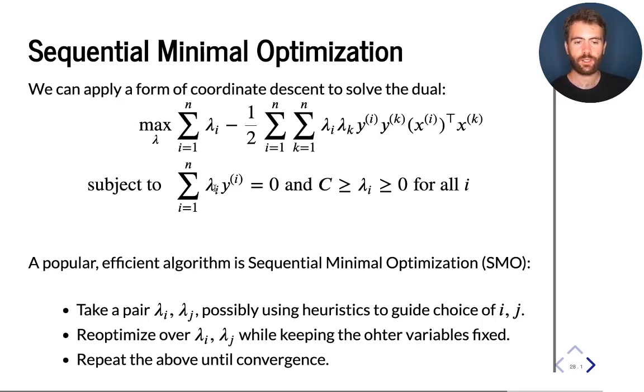So we take lambda i, lambda j, and then we can increase lambda i, decrease lambda j, or vice versa, as long as this constraint holds. And then we optimize over lambda i, lambda j, and then we take another pair. In practice, this process is really efficient, and this is how the dual is solved in practice.